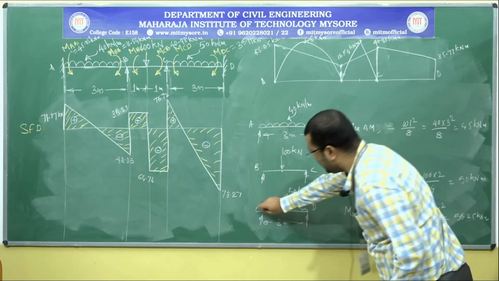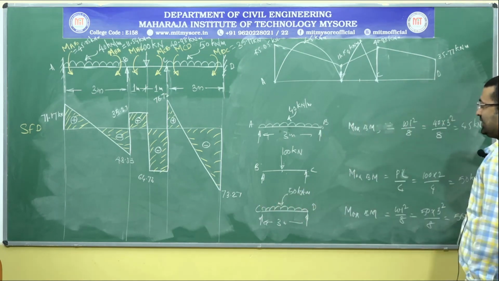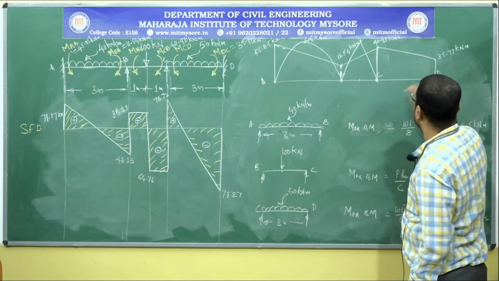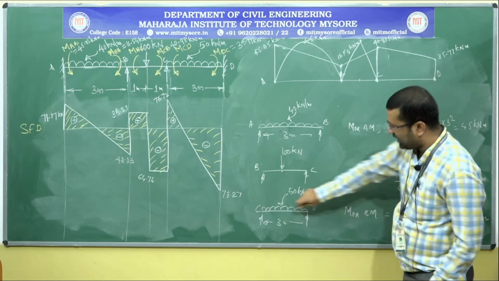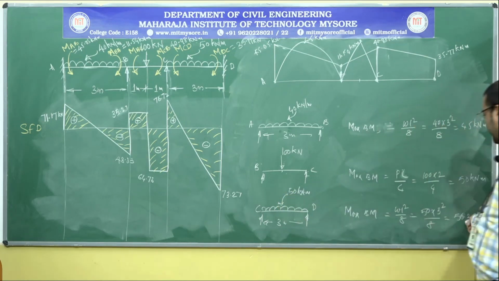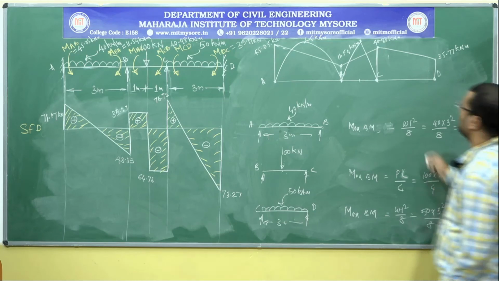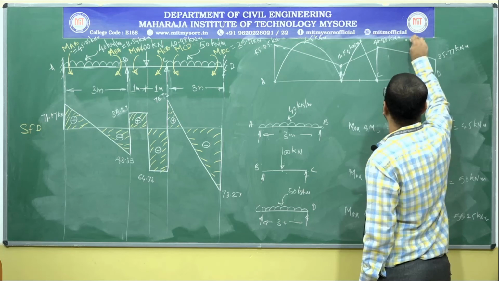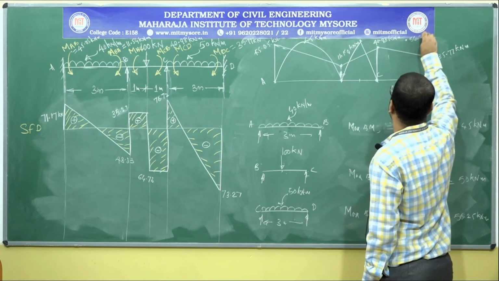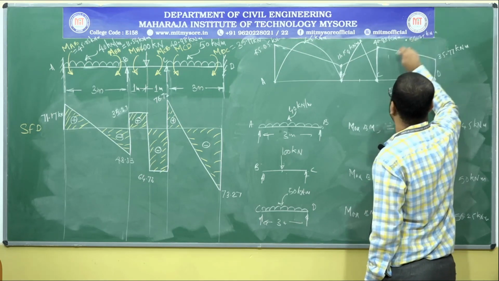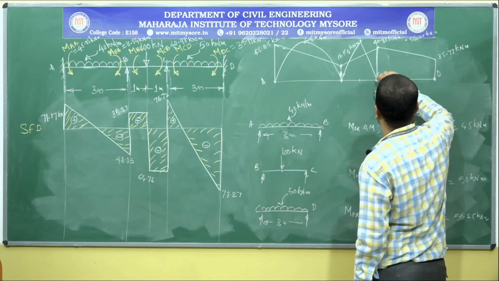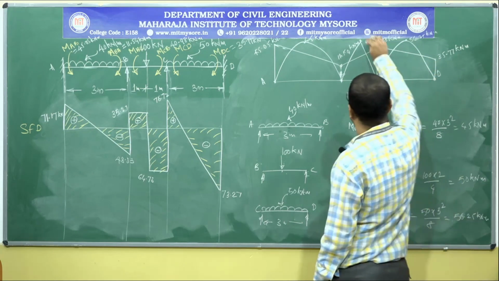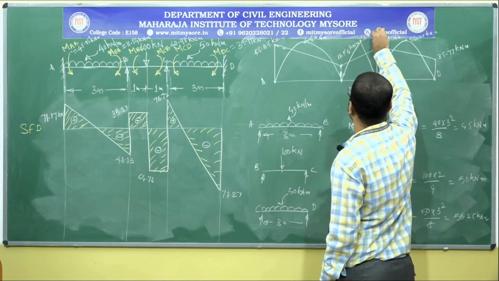And similarly for the span CD, as C and D both are simply supported, these two will be 0, and exactly at the center we will have a maximum bending moment of 56.25 kilonewton meter. So somewhere here we need to draw it. As the load is UDL, we need to draw a parabolic curve. So this one is 50 exactly.